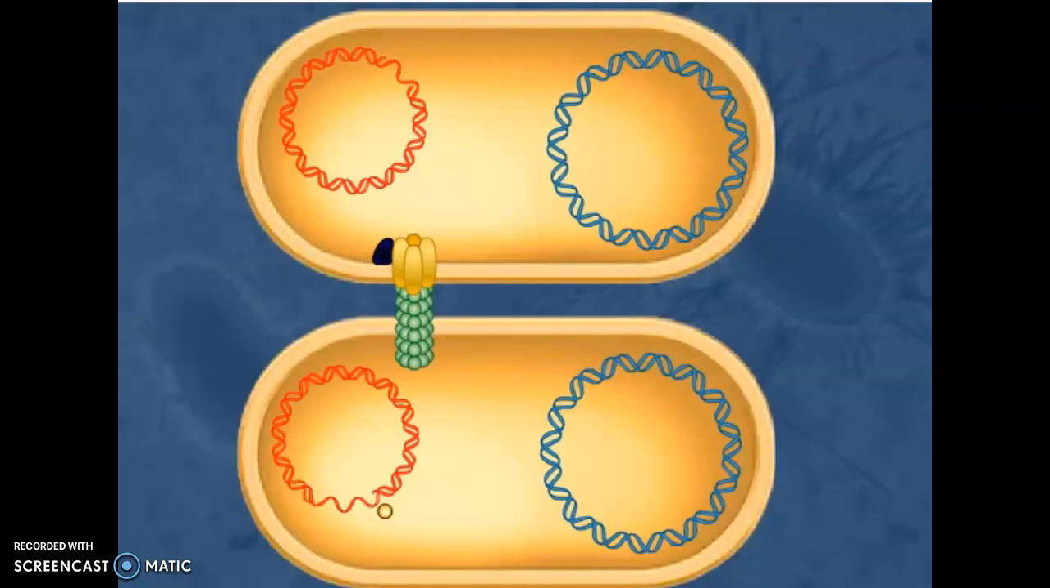At the end, the cells are left with complete double-stranded copies of the F plasmid or F factor. The connection through the pilus will be released at the end of the conjugation, and each becomes an F plus cell. The cells can conjugate with other F minus cells.